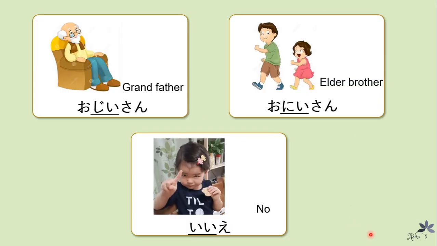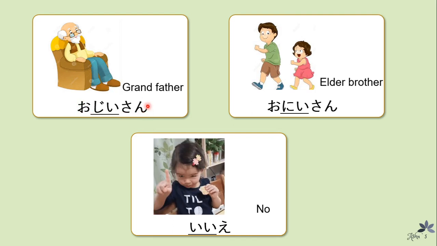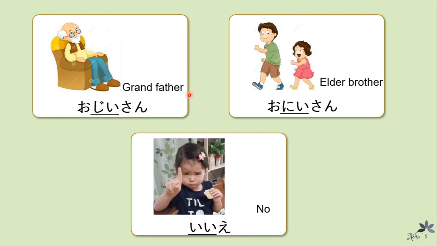Let's go with some examples. Now here we have Oji-san, which means grandfather. Kindly notice here that you have to make this long E sound, otherwise it may give a different meaning. So it should be read as Oji-san. The next one is Oni-san, which means elder brother. Iie, Iie means no.